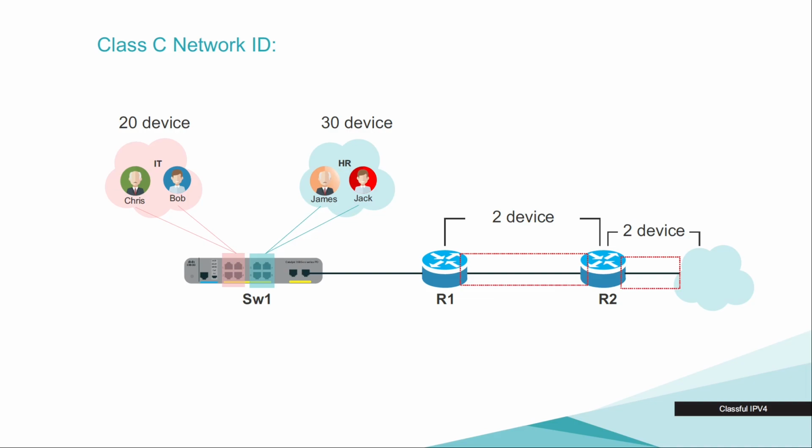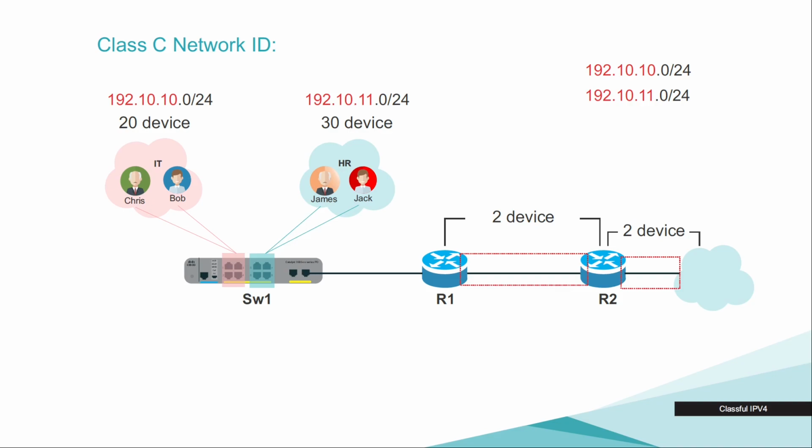So as you can see, our network is very small, and we can use Class C for our network. So we can pick up any subnetwork from Class C range. For example, we're gonna choose the network 192.10.10.0/24. This subnetwork, we will use it for the IT VLAN. For the HR VLAN, we're gonna use 192.10.11.0/24.